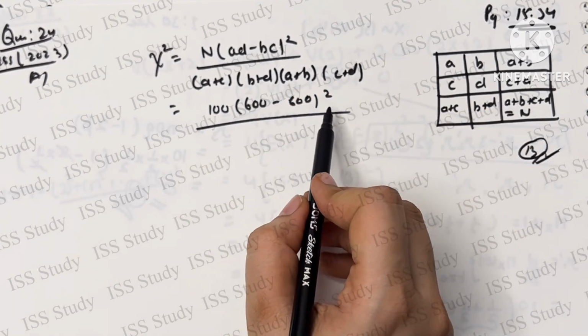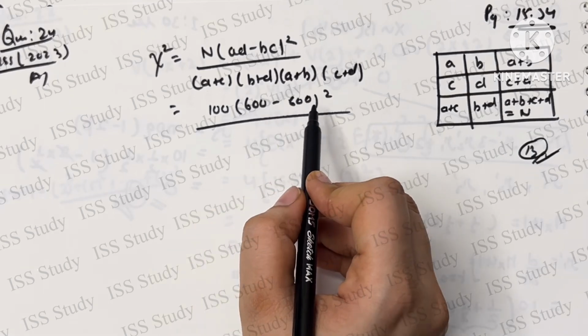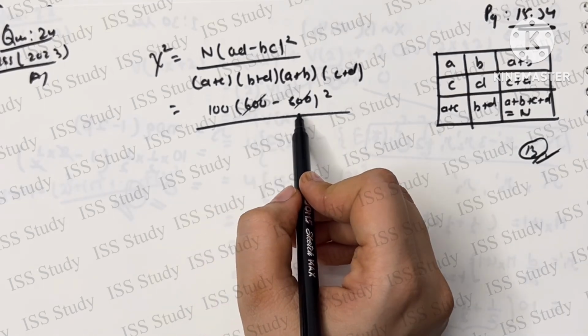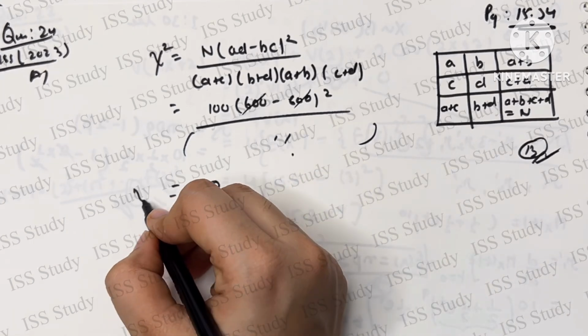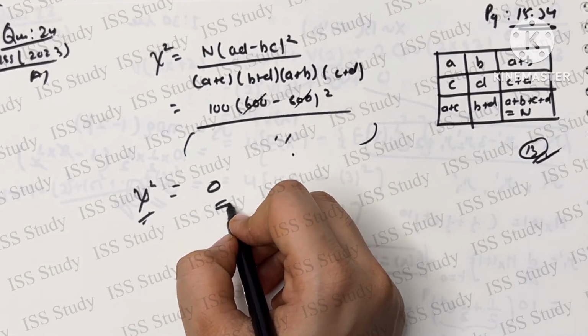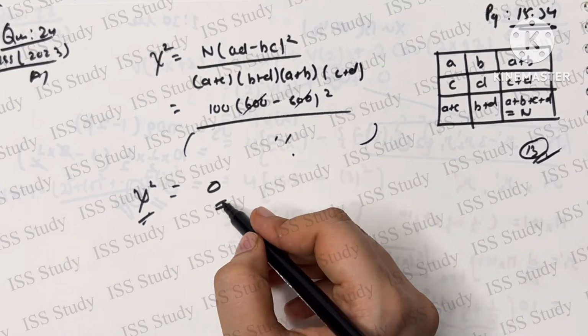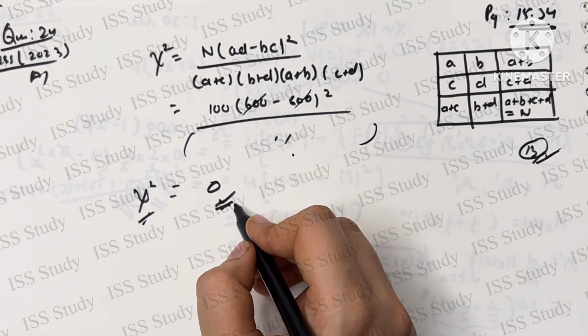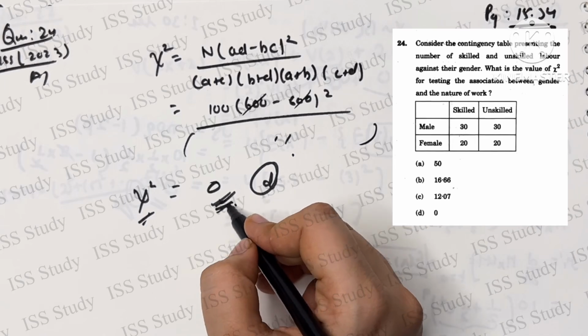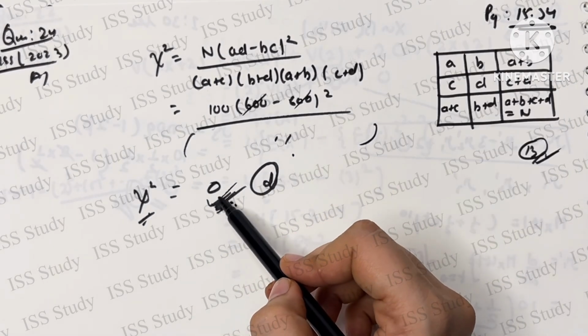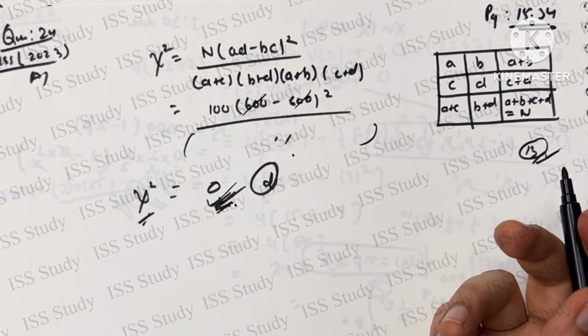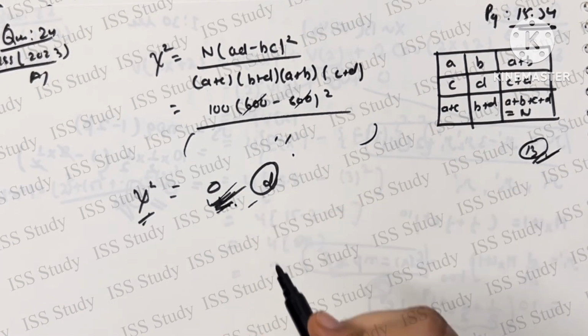Now here we see that in the numerator we can easily cancel out 600 minus 600, we are getting 0, so there is no need to calculate the denominator. Why? Because the answer is coming 0. Chi-square is coming 0, so that is why we can say this is the option given in option number D, right? So this will be our answer. If we interpret it, we can say that there is no association between the gender and the nature of work. Okay, so this is our final answer.